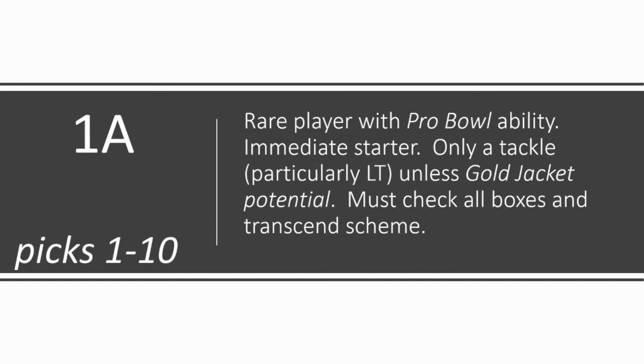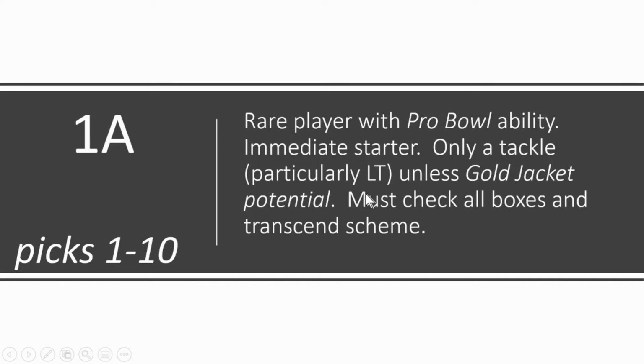So here it is. A 1A is a rare player with Pro Bowl ability. Now in the next lecture, I'm going to give you examples of guys that you can watch who are 1As: a tackle, a guard, and a center. And you can watch them on NFL Game Pass, right? So a 1A is a rare player with Pro Bowl ability. He's an immediate starter as a rookie. He's only a tackle. If he's a Pro Bowl player and he's a tackle, he's a 1A.